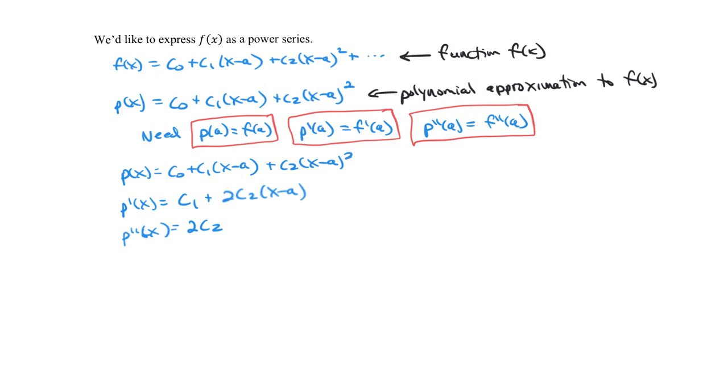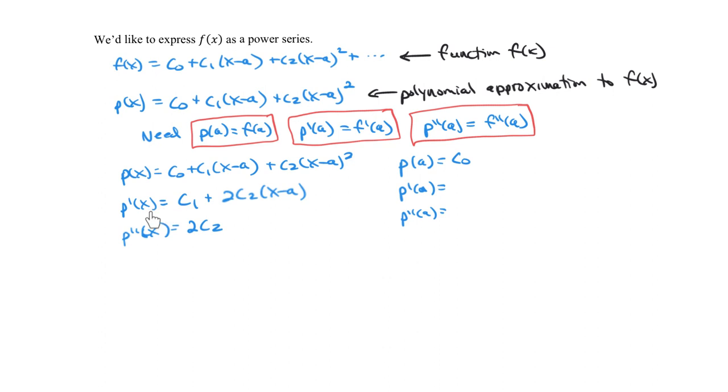Okay, now remember our goal is to find these coefficients here, c sub 0, c sub 1, c sub 2, which is the same as these. So what I'm going to do now is figure out what p of a, p prime of a, and p double prime of a are, just by plugging them in here. So if I plug in a for x, this will go away, because x minus a is 0. So I just get c sub 0.